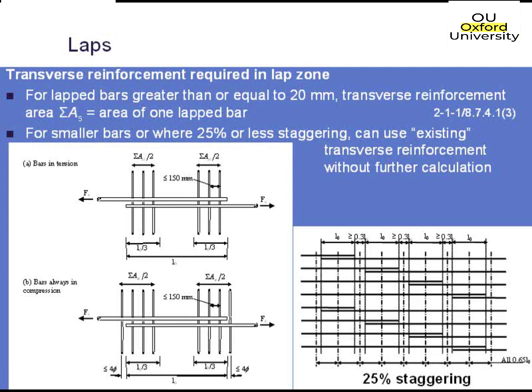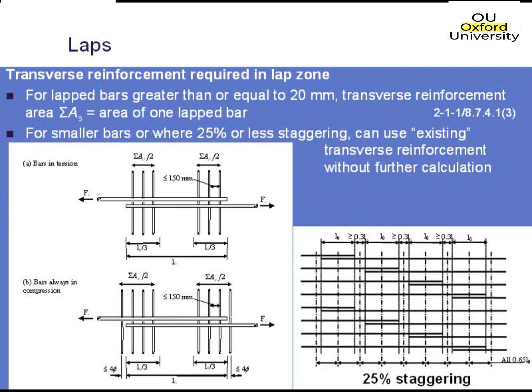Other things to consider is additional transverse reinforcement that's required within the lap zone, and that's just shown in that picture on the bottom left-hand side there. Basically, if you've got lap bars that are bigger than 20 millimeters, you do have to provide some additional transverse reinforcement. And this additional transverse reinforcement has to be the sum of the area of one lap bar.